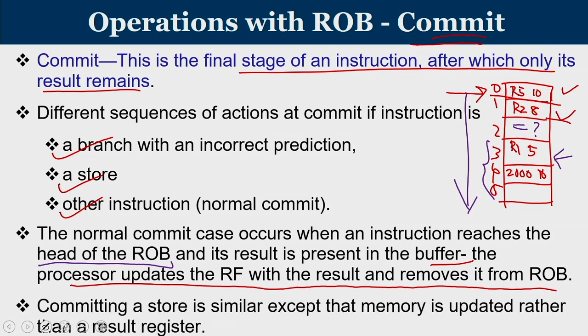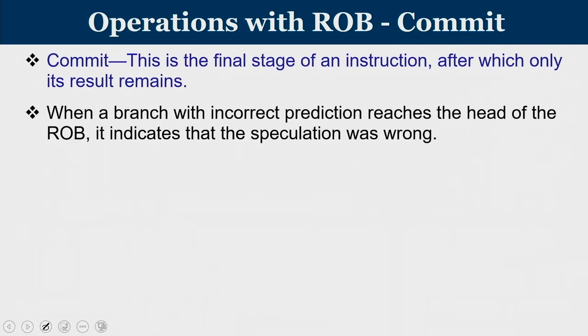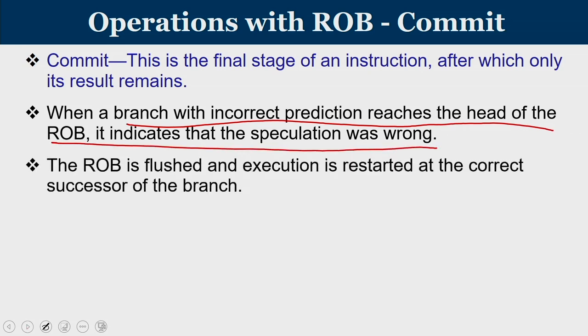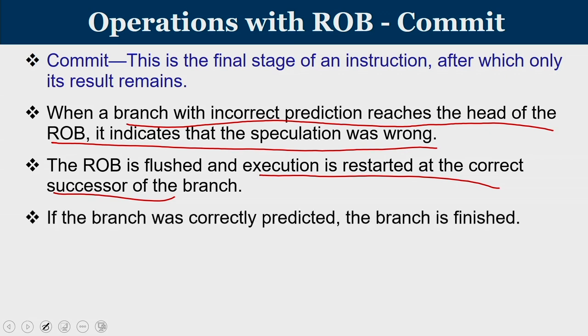Committing a store is similar, except what has been mentioned, rather than writing into registers, now you are going to update the memory. And what will happen when it is a branch instruction? When a branch with an incorrect prediction reaches the head of the reorder buffer, it indicates that speculation was wrong. Then the reorder buffer entry is flushed and execution is restarted at the correct successor of the branch. So the moment you come to know that your branch instruction had an incorrect prediction, flush out all entries, flush out all speculative instructions. If the branch is correctly predicted, the branch is considered to be finished.